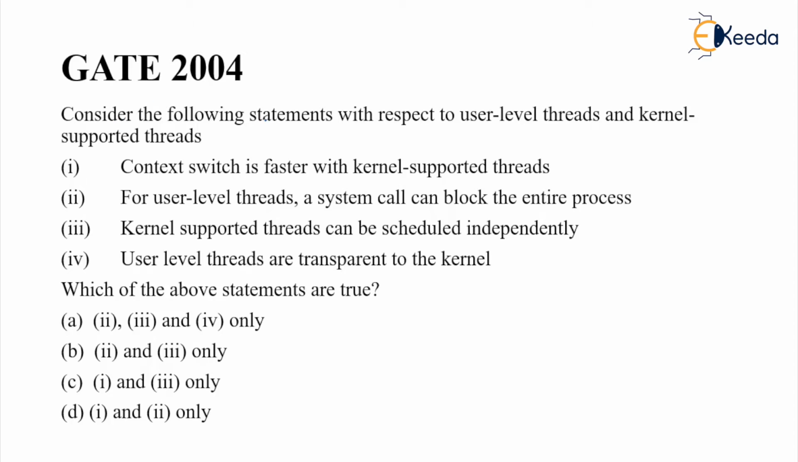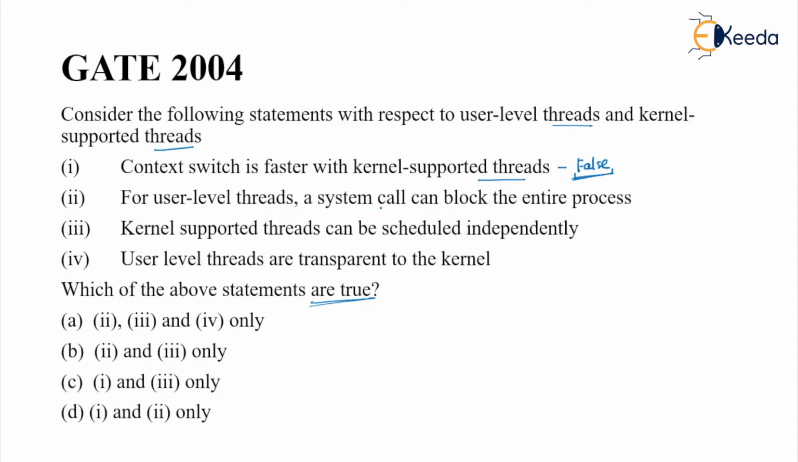So this is the statement. Consider the following statements with respect to the user level threads and kernel supported threads. Which of the above statements are true? Context switch is faster with kernel supported thread, which is a false statement. User level threads are faster because they require less intervention from the kernel, and there is no switching required from user mode to kernel mode.